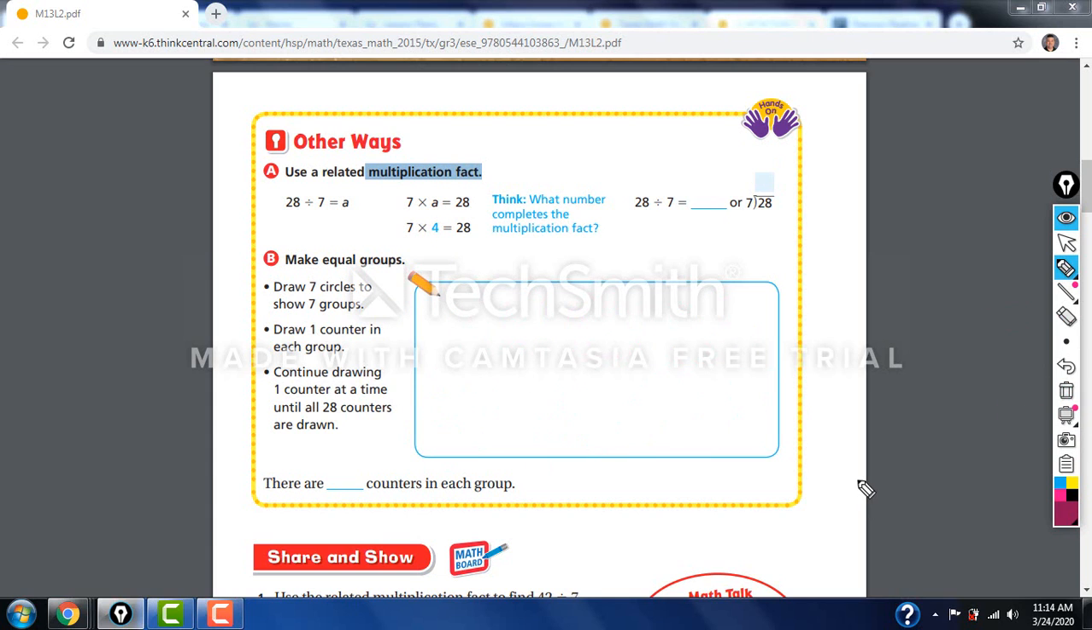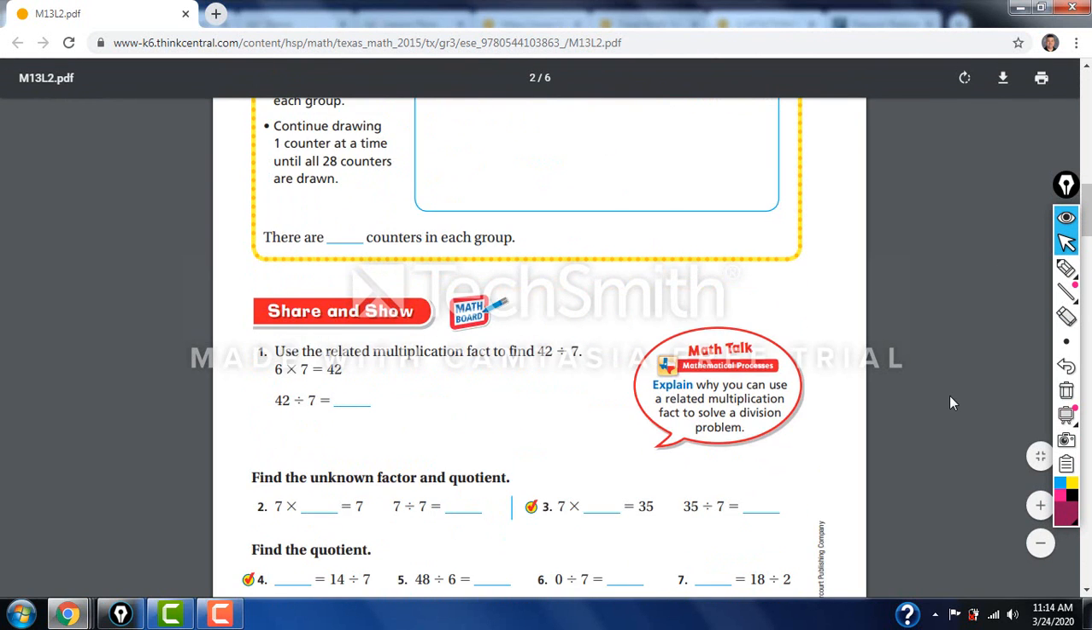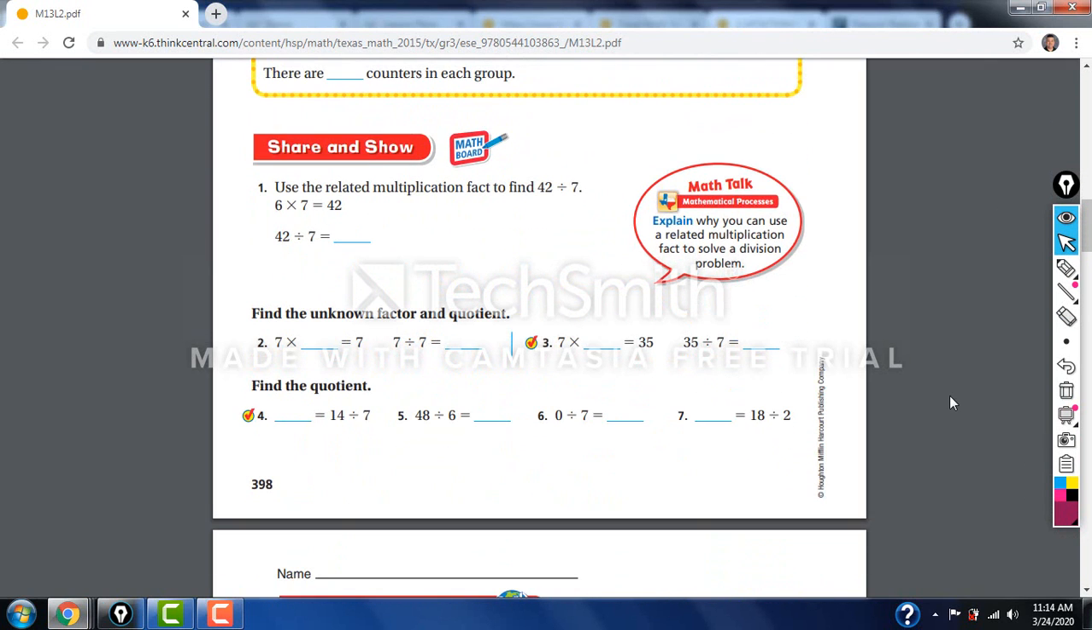Everyone did well there. Let's take a look at the next example here. Again, just like we did yesterday, we're solving with a missing number, and we're just looking at our multiplication fact. So let's take a look at this real quick. So take a minute to answer 1 through 7. Pause the video, and once you complete it, restart the video. So go ahead and press pause right now.